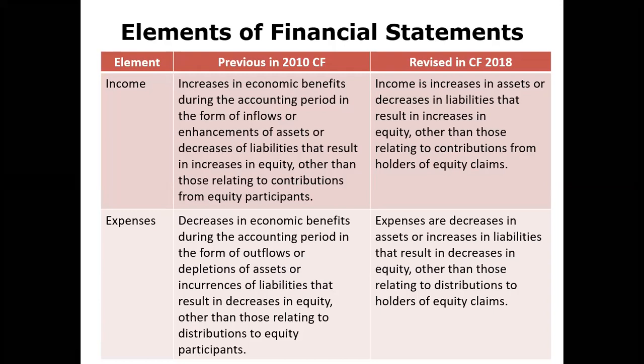Say for an example, if you make a sale, say that it's a cash sale, so the cash increases, it's an increase in asset. Simultaneously it increases your equity. So it is income. You do a revaluation. There's a revaluation gain. Your PPE increases, asset increases. At the same time, equity increases.